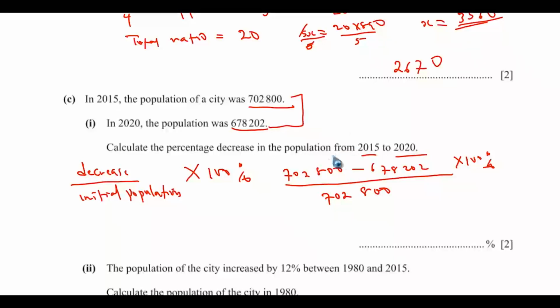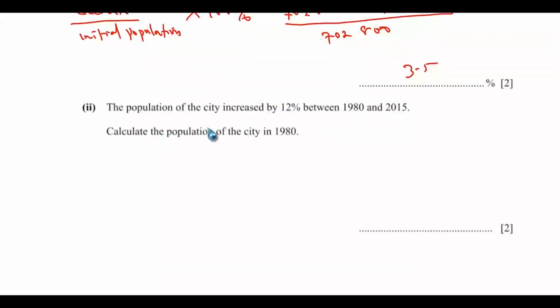So if you input this into a calculator, you should get the answer straight away, because calculator is allowed. First of all, input 702,800 minus 678,202. The answer you get there, divide it straight away by this denominator, that is 702,800. Then the answer you get there, you multiply by 100%. So that will give you 3.5%.